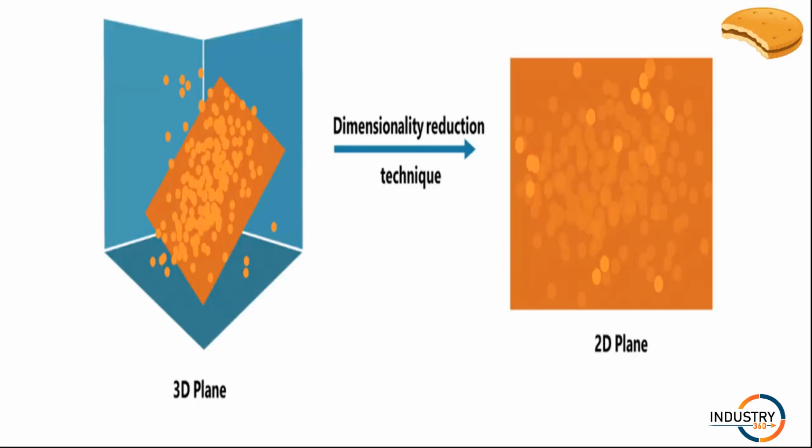As you can see, this is the example of dimensionality reduction technique. We have 3D plane data which is converted into 2D plane data after using dimensionality reduction technique. That's all in the dimensional reduction video.